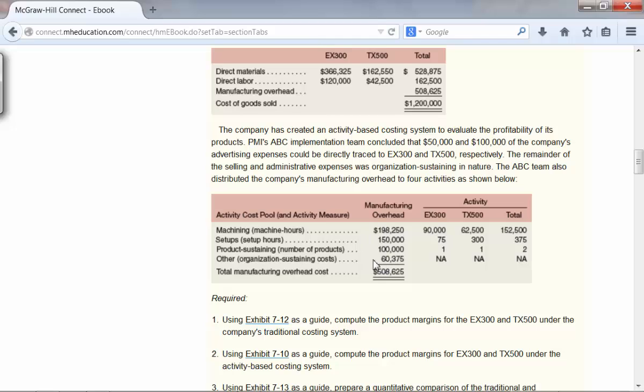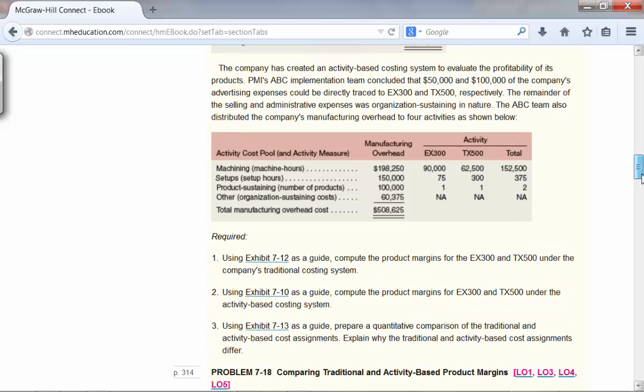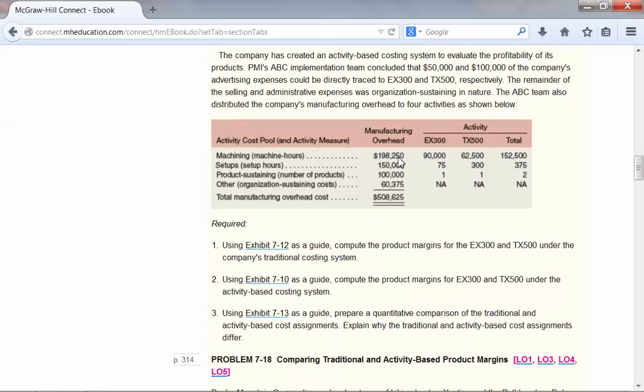If all the people that are involved in making this product spend 30% of their time on machines, then maybe 30% of this should go to the machining activity. So yeah, you could do employee interviews there. But anyway, they already do that for us, and here we have it broken down, and we actually have the cost driver.